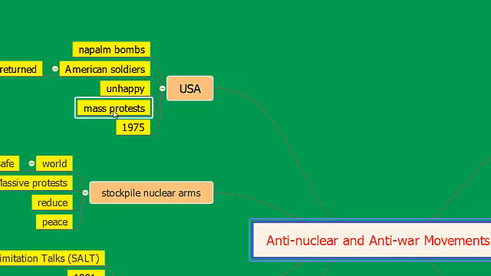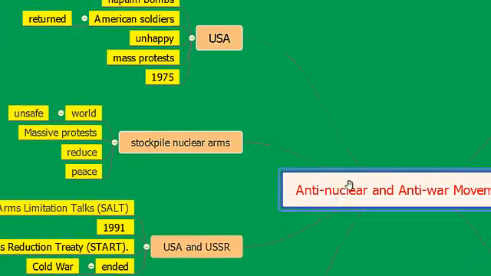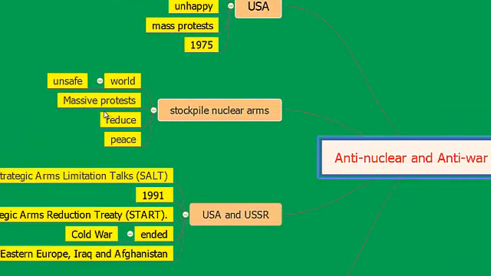Because of that, a mass protest started in the USA to end the war. Finally, in 1975, the USA government ended the war, and they returned from Vietnam to the USA. The war was ended, but the other countries were worried that superpowers like the USA and USSR might go to war with small countries also. To protect themselves, they should have a stockpile of nuclear arms. There was a competition between the two countries to manufacture arsenals and nuclear arms.